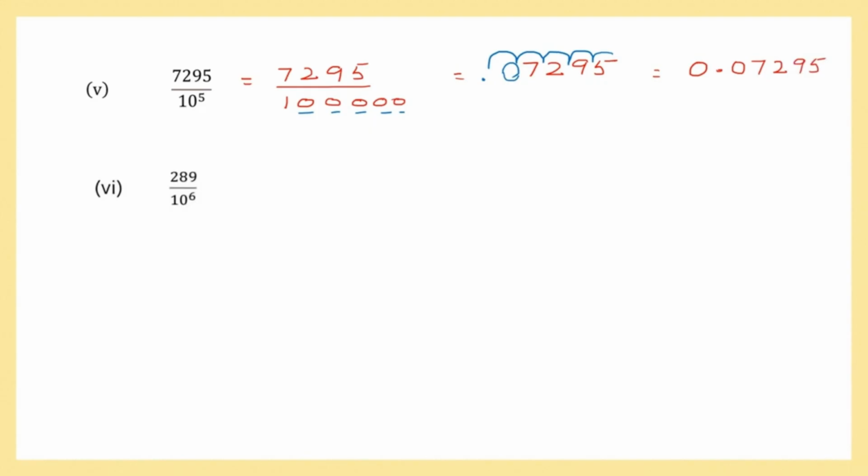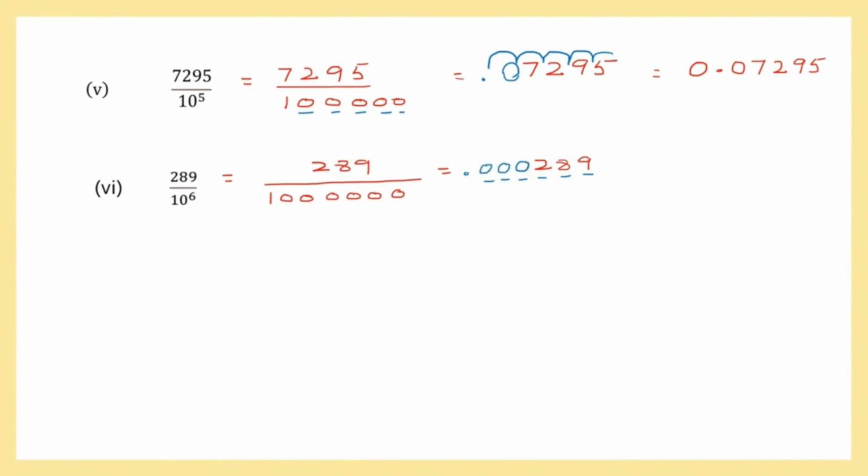Question 6. 289 by 10 to the power of 6 this time. So 289 by 10 to the power of 6, that means 1 followed by 6 zeros. 1, 2, 3, 4, 5 and 6. Okay, so let me write 289. Now my point should move 6 places to the left. So let me put it this way also for you. 1, 2, 3 is already there. Now it has to move 6 places. It has to move 3, then 3 more places. 1, 2, 3 and then I put the point. So wherever there's a number missing, I put a 0.